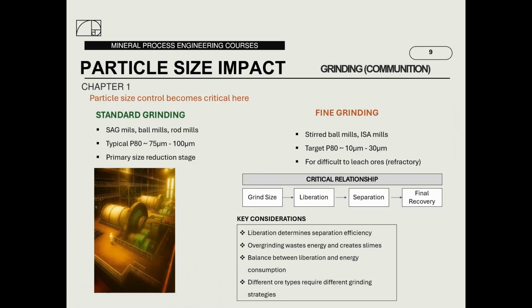Grinding, or comminution, is where particle size control becomes critical. Standard grinding, with SAG, ball, and rod mills, targets a P80 of 75 to 100 microns, while fine grinding, with stirred ball and ISA mills, targets 10 to 30 microns for refractory ores. The balance between achieving sufficient liberation and avoiding overgrinding is key, as overgrinding wastes energy and creates problematic slimes, while undergrinding leads to poor liberation and recovery. Different ore types require tailored grinding strategies to optimize separation efficiency and energy use.